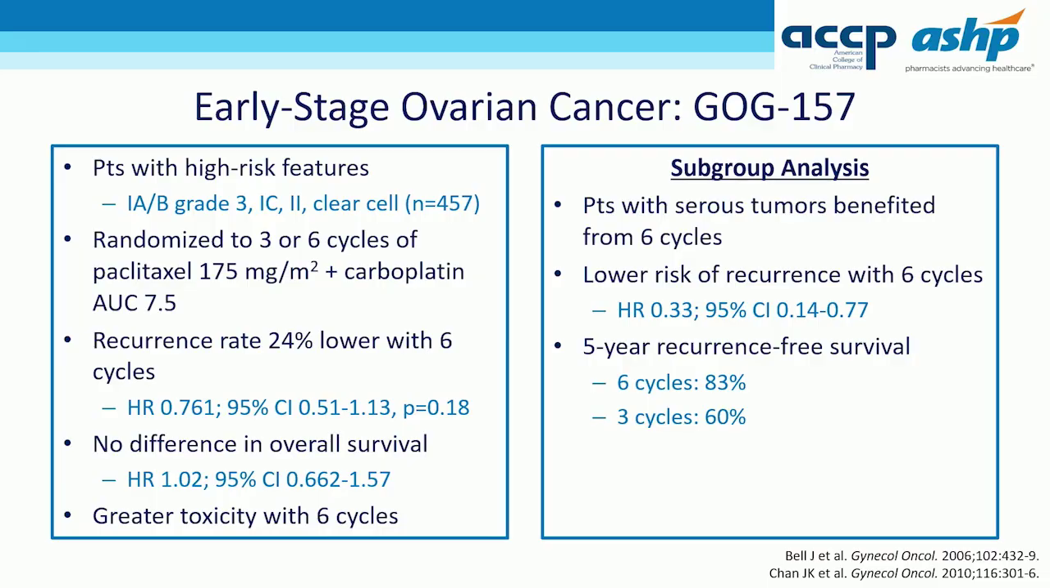typically seeing. So they did do a subgroup analysis from this though, and they did find that patients with high-grade serous tumors did benefit from 6 cycles. So they had a lower risk of recurrence, and you can see their 5-year recurrence-free survival here with 6 cycles being around 83% and 3 cycles being only 60%.